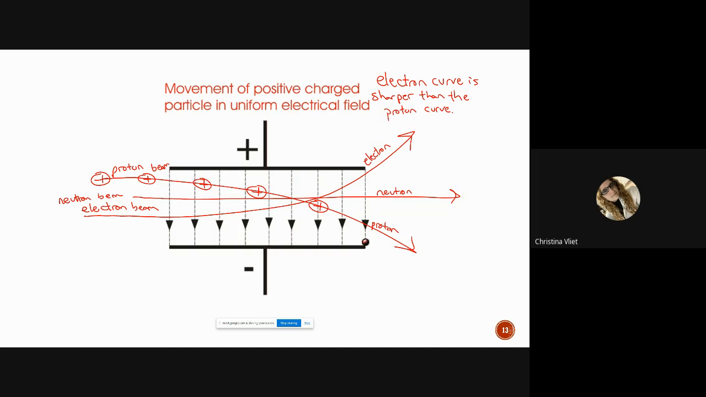Why do you think that might be so? Why would the electron curve be a sharper curve than the proton curve? Go ahead. Yes, that's exactly correct. Electrons have way less mass than protons. Something that's heavier doesn't move as far. So because protons are heavier in mass, they don't move as far. We're going to answer that question officially later on, but you've got it. That's correct.